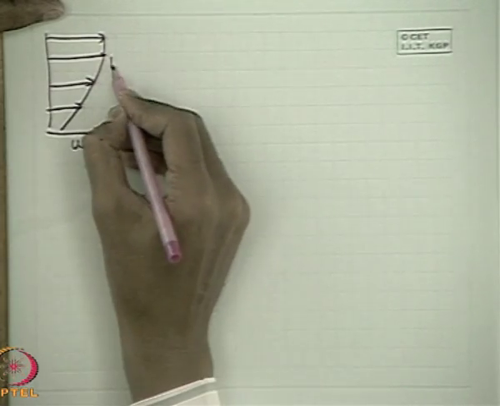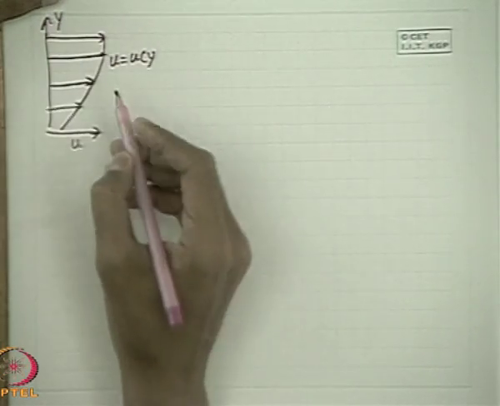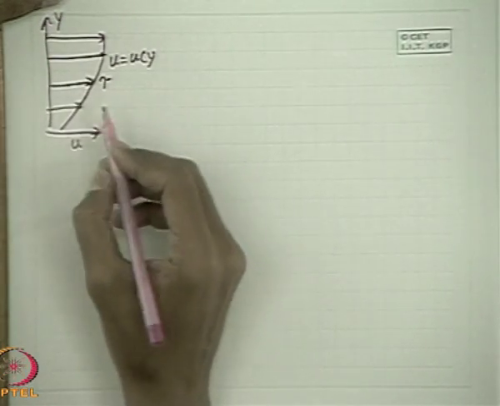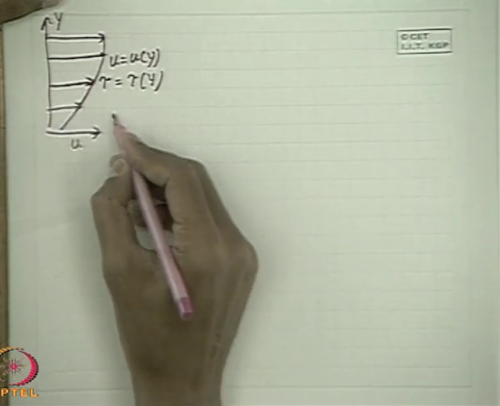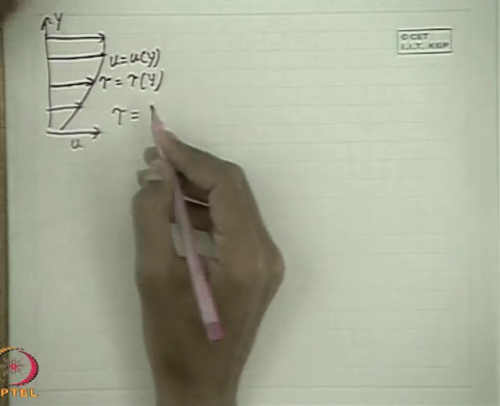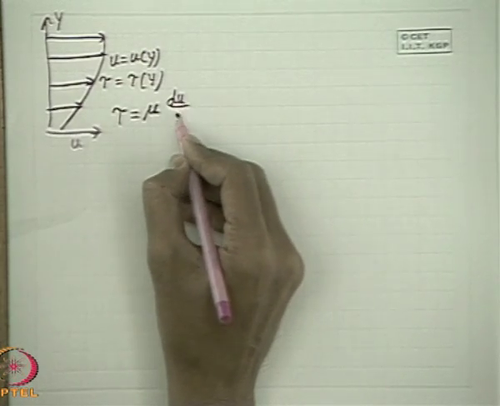This class of fluids obeys a linear relationship between the shear stress and the velocity gradient, and is known as Newtonian fluids. If we consider a velocity field like this, where u is the velocity in this direction, which is a function of y, then tau at any location y, which is also a function of y, is proportional to du dy. This is the velocity gradient.